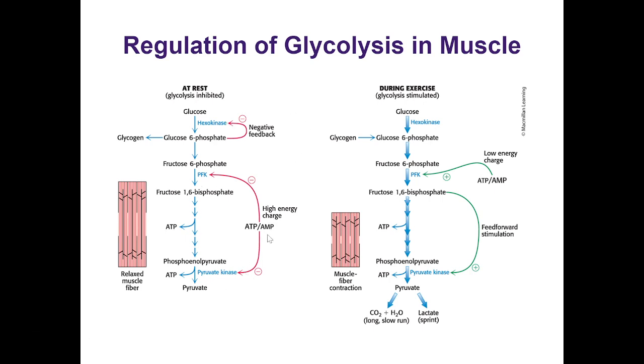The ATP being high versus AMP, i.e. your high energy charge, is going to inhibit PFK and pyruvate kinase, both of these right here. That's the one, PFK, by the way, that goes fructose 6-phosphate to fructose 1,6-bisphosphate. And this pyruvate kinase being the one that does the phosphoenolpyruvate to the pyruvate. Again, this would be your relaxed muscle fiber.